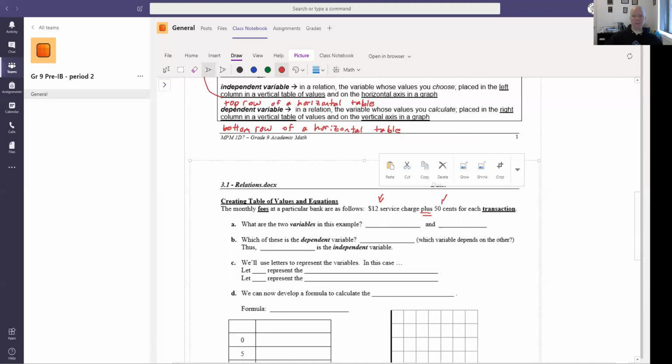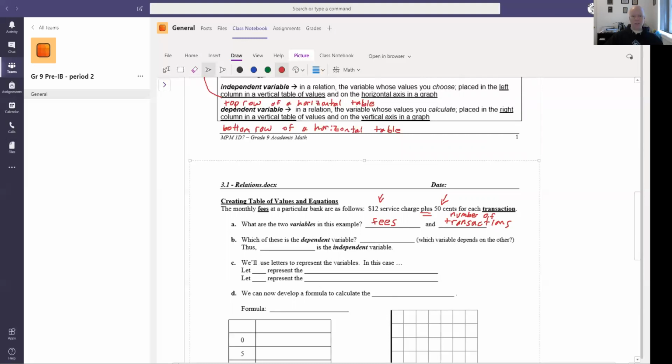So 50 here is always going to be 50. The things that do change, though, are the fees. The fees change from one month to the next, and the transactions change. Now, which one of those depends on the other? The transactions would actually be the number of transactions, not just the transactions, but the number of them. That's what would actually be changing.